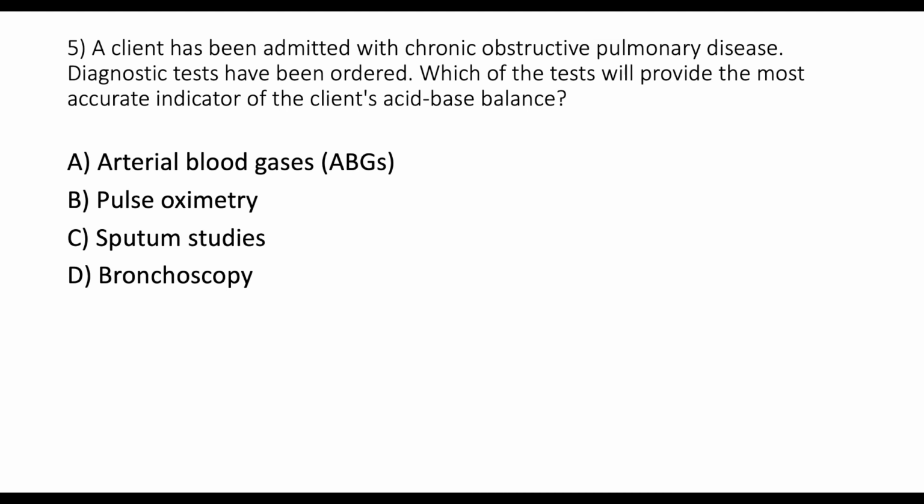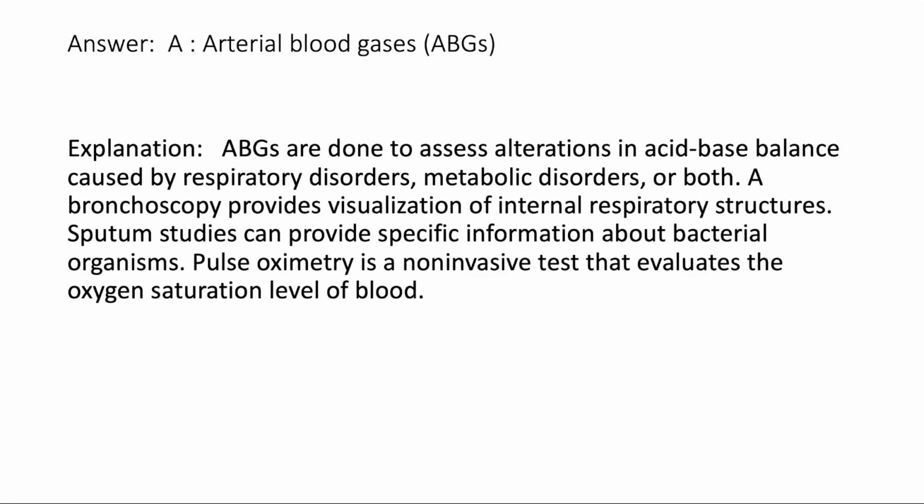5. Answer: A. Explanation: ABGs are done to assess alterations in acid-base balance caused by respiratory disorders, metabolic disorders, or both. A bronchoscopy provides visualization of internal respiratory structures. Sputum studies can provide specific information about bacterial organisms. Pulse oximetry is a non-invasive test that evaluates the oxygen saturation level of blood.